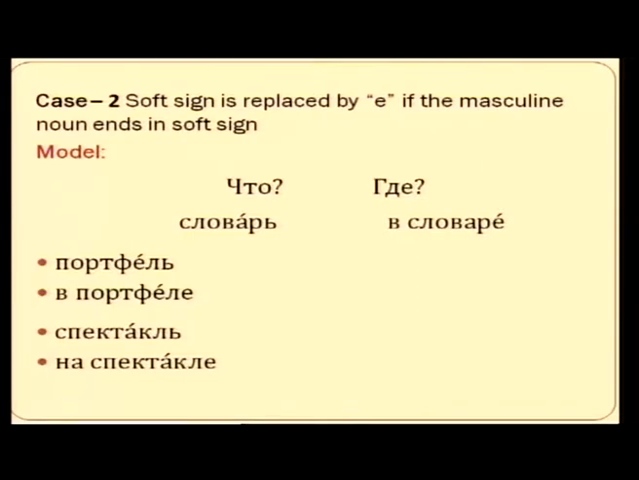Here the same fundamental rule is applied, where the last hard ending consonant is changed into ye, like город changes into городе, where we have included ye at the end. Here we have cut the soft sign and changed it into ye, like словарь changes into словаре, where we drop the soft sign and add ye in place of that. Accordingly, we have used в with these nouns.